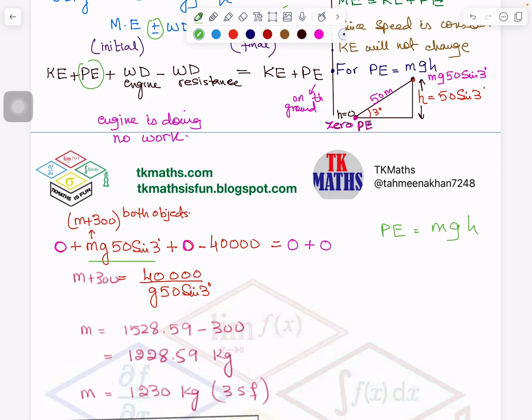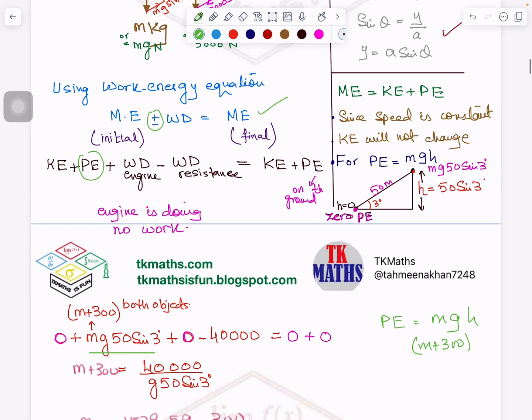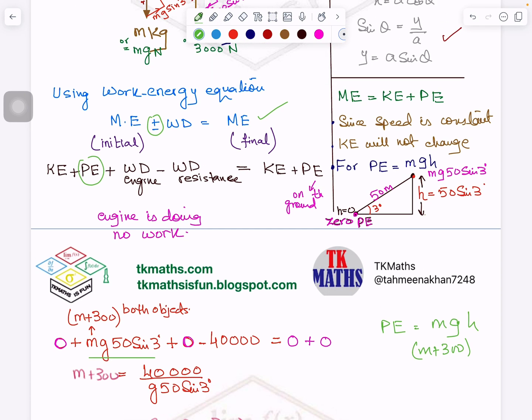mgh. M, I have told you, I have taken together m plus 300, car and trailer together. g is 10, and it is 50. What is my h here? So I have tried to explain to you here with the help of the diagram, because we have considered 50 meter distance. It is given to us in the question.